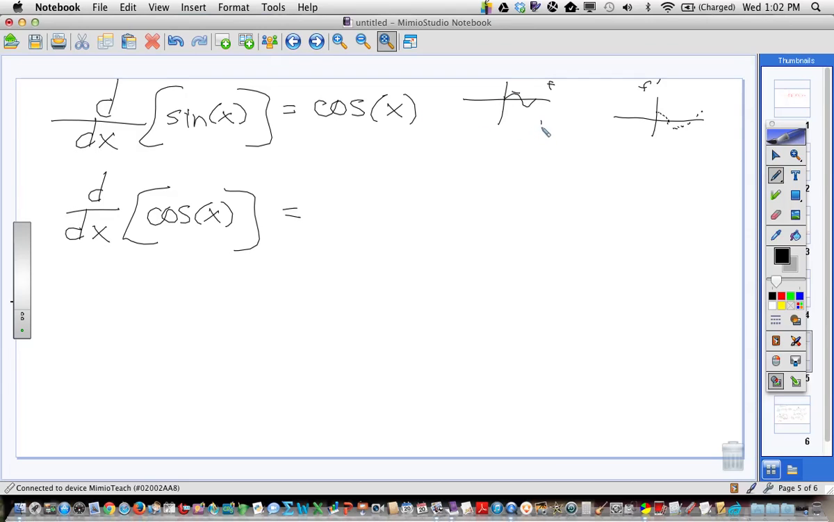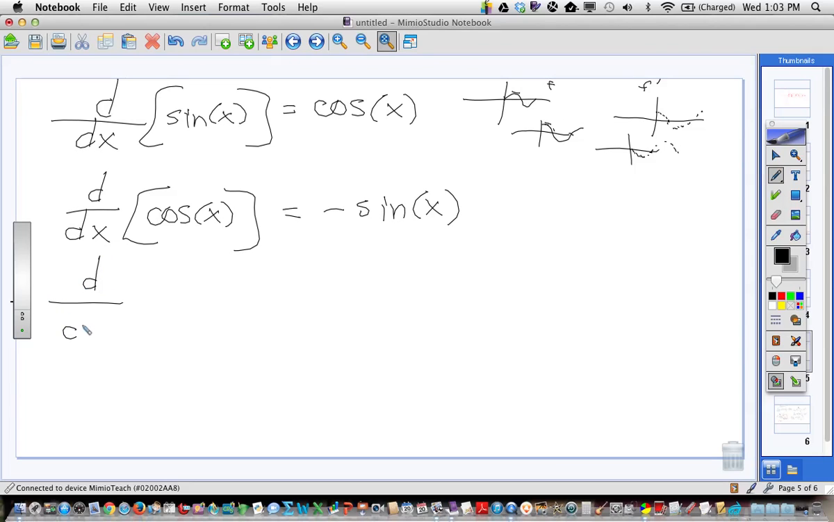Well, let's try it if you started with cosine. If you started with cosine, the slopes start out 0 but are negative right away. So they start here and go here. Now they're negative, get more negative. Then they're getting less negative. Then they're positive, and it's going to do that. What's that look like? It looks like negative sine x. And that's exactly what it is. The derivative of cosine is negative sine x. So we just have to memorize it.